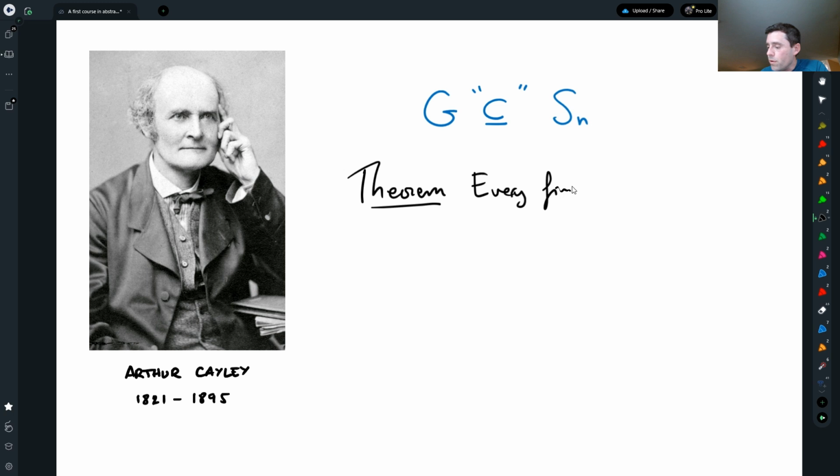finite group is isomorphic to a subgroup of a permutation group.